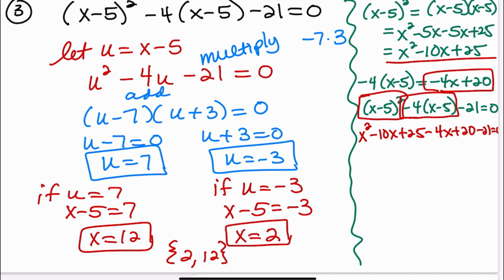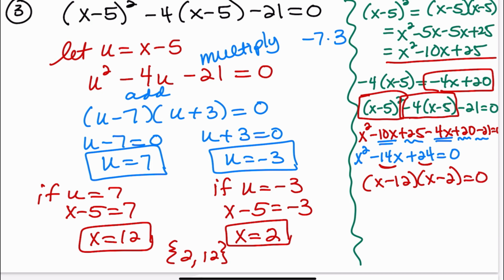We know that (x minus 5) squared is just x squared minus 10x plus 25, and that negative 4(x minus 5) is simply negative 4x plus 20, minus 21 equals 0. So now I can go ahead and combine like terms. I'm going to get x squared, negative 10x, negative 4x is negative 14x. Positive 25, positive 20 is positive 45. 45 minus 21 is positive 24. And this is all equal to 0. Now I have to think about what's going to multiply to give me 24 that's going to add to give me negative 14. And so that's going to be (x minus 12)(x minus 2) equals 0. So I get x is equal to 12, x is equal to 2.